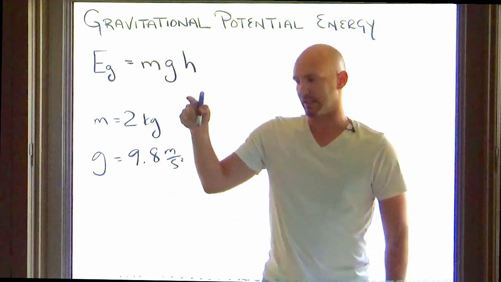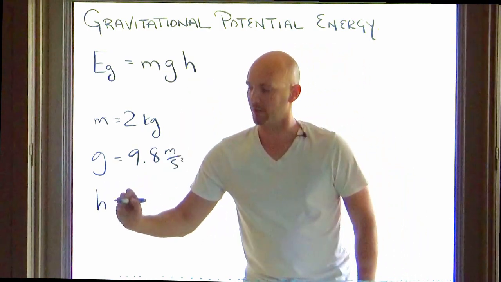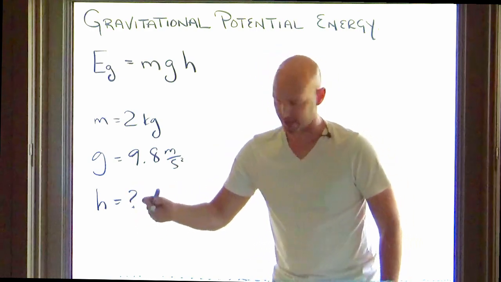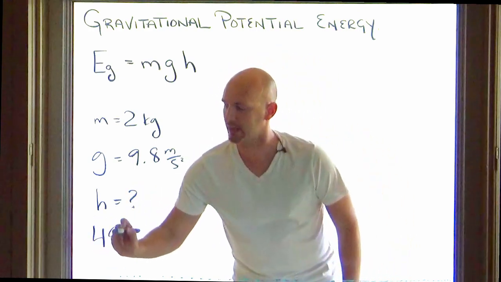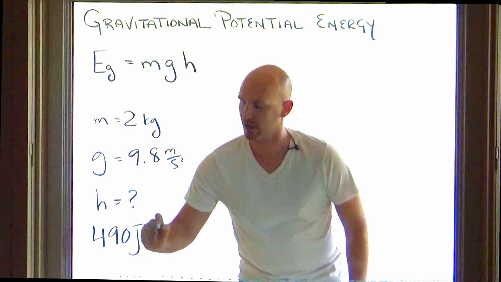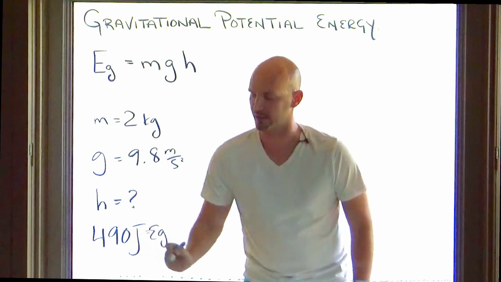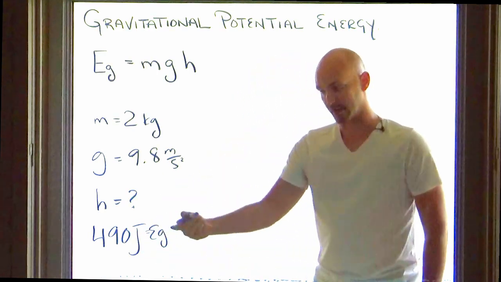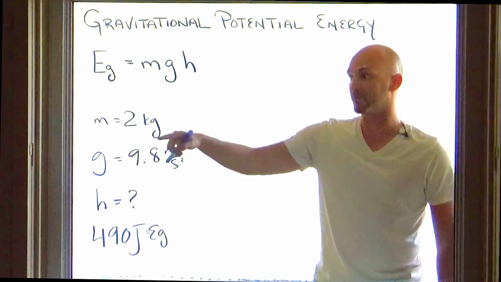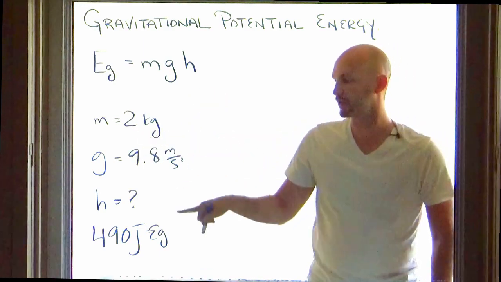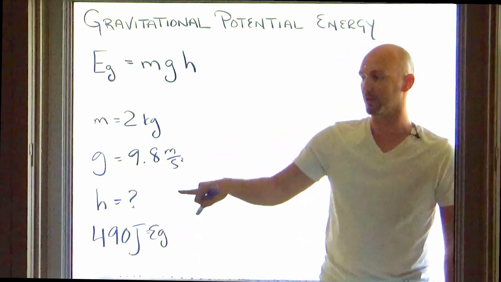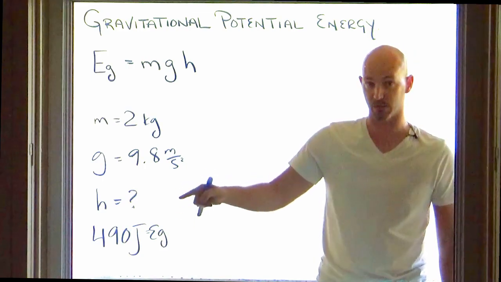The question is, how high can we throw this thing if we happen to have 490 joules of gravitational potential energy? So we're going to start with the same equation, and we're going to fill in our mass, our acceleration due to gravity, and our energy, and we're going to have to use some algebra in order to solve for the height.